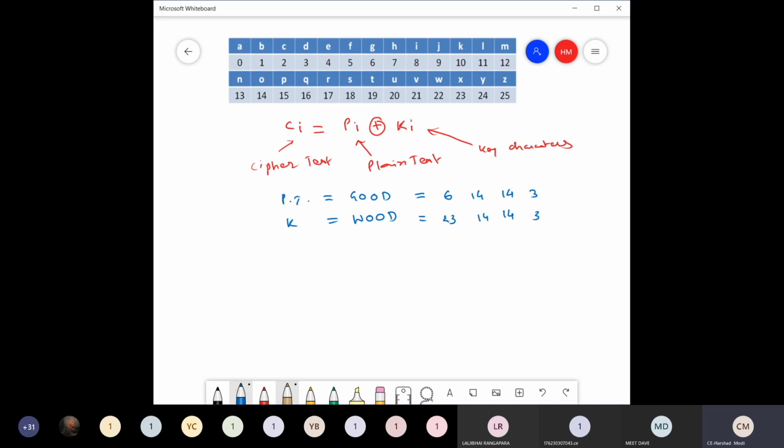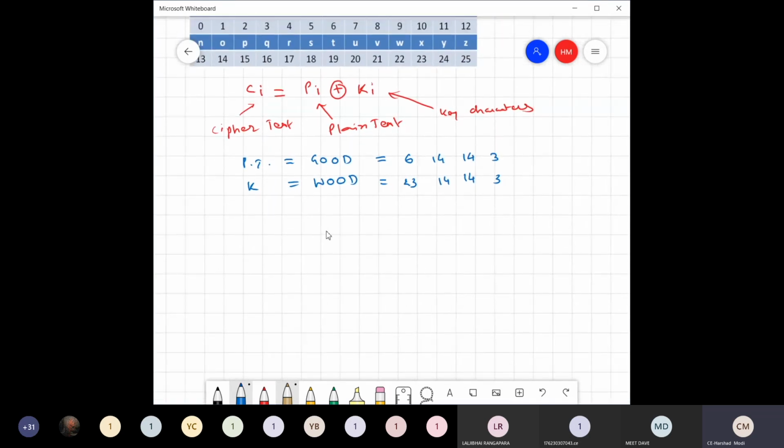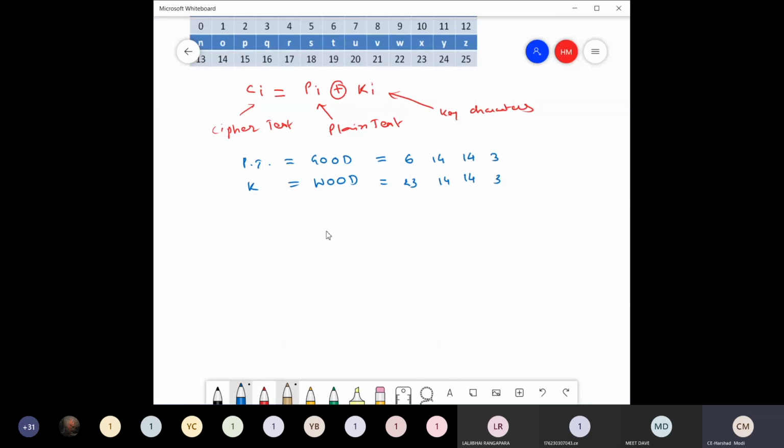Now to perform the XOR operation, we have to convert these decimal values into binary. W is 22, it's my mistake. So before performing the XOR operation, we have to convert it into binary, because the XOR operation will be performed on binary digits or bits. It is a bit by bit operation. So we know how to convert decimal into binary.